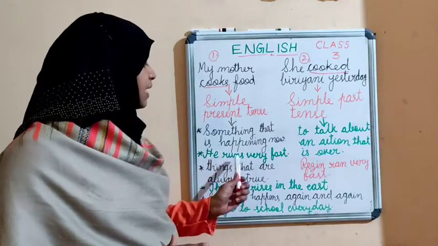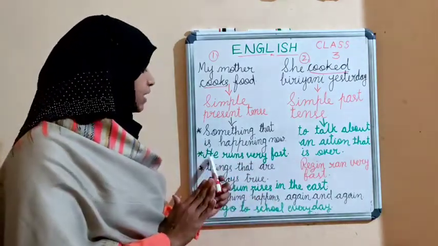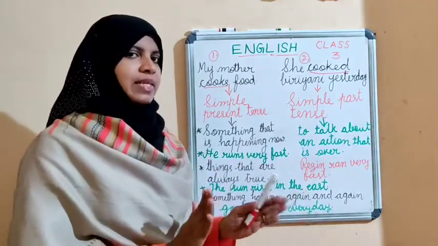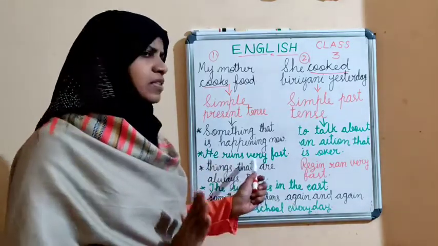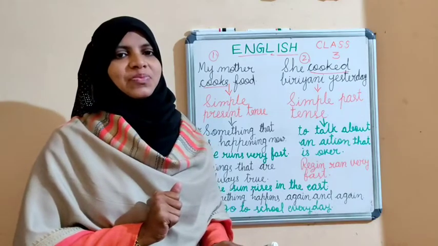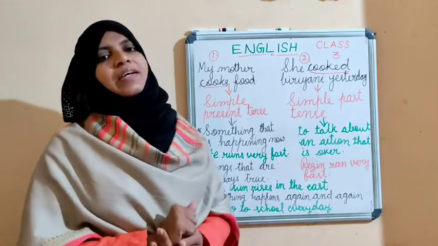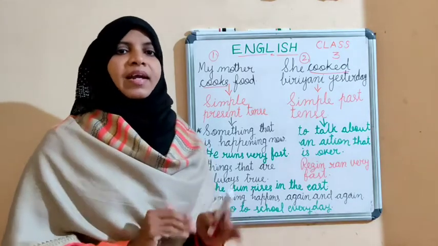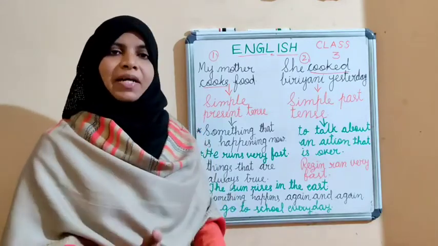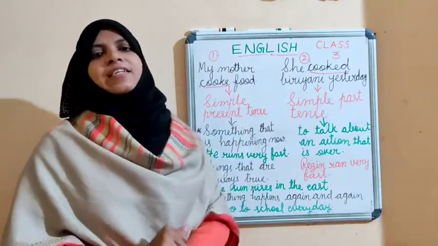For example, he runs very fast. When we talk about he, that action is happening that time. It's not finished. He runs very fast. I teach you. Mother cooks. Father drives the car. Rayan jumps on the bed. The monkey climbs on the tree.